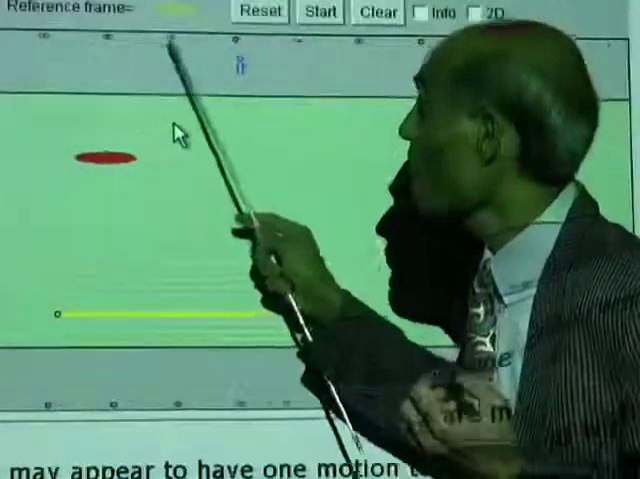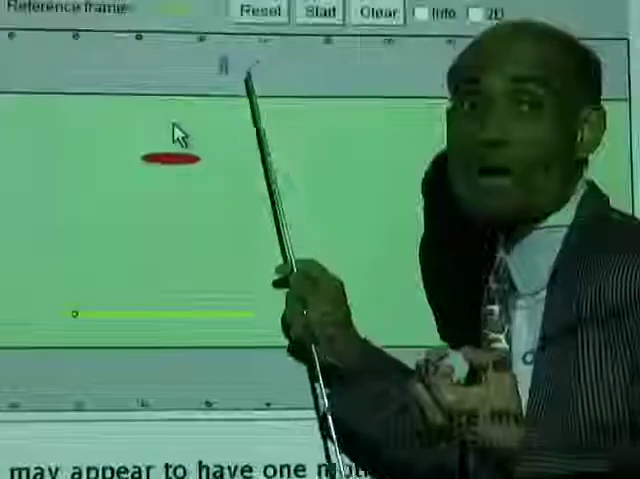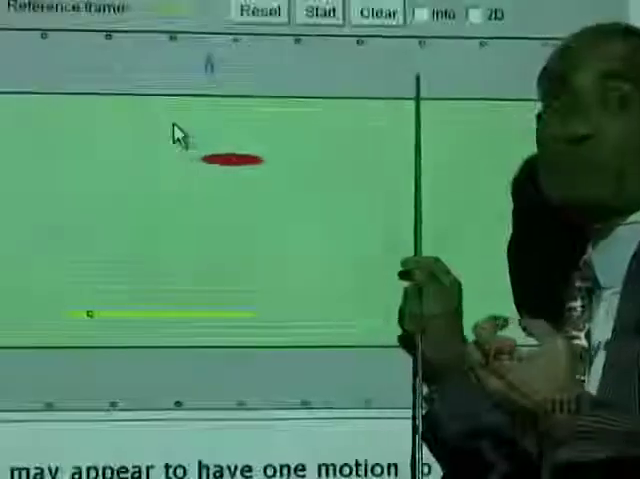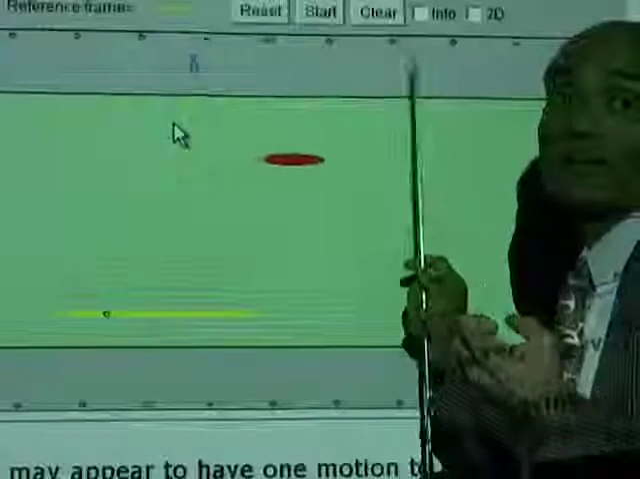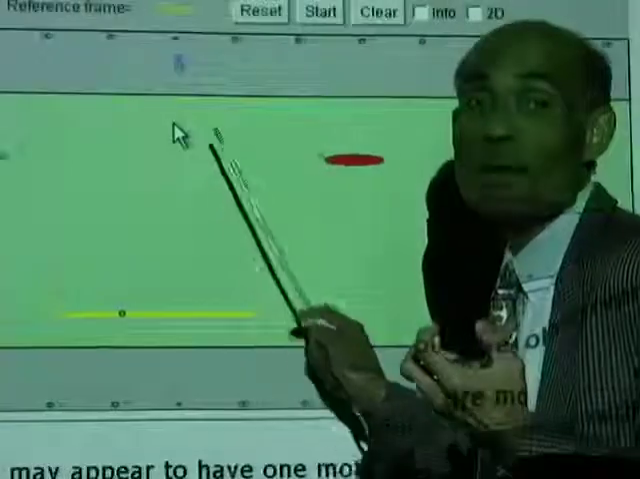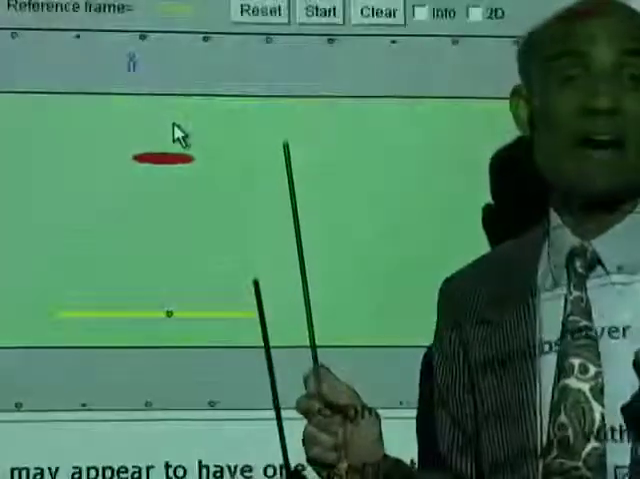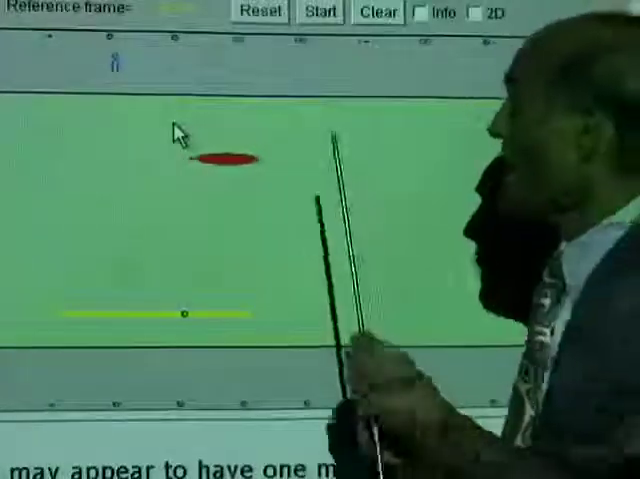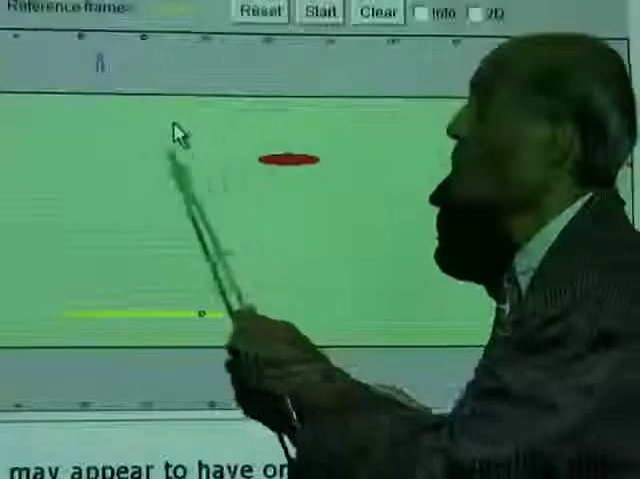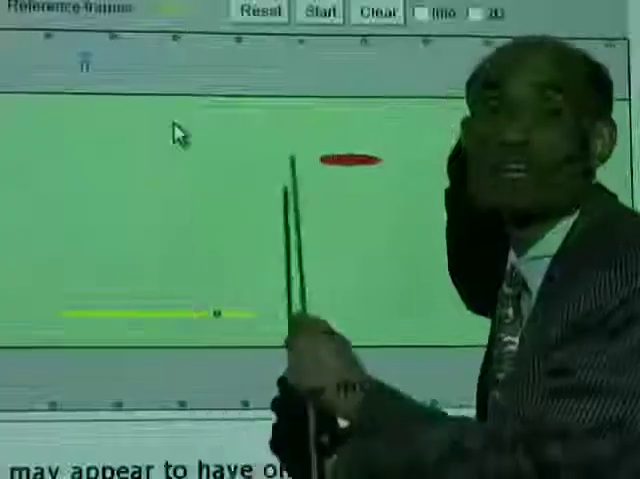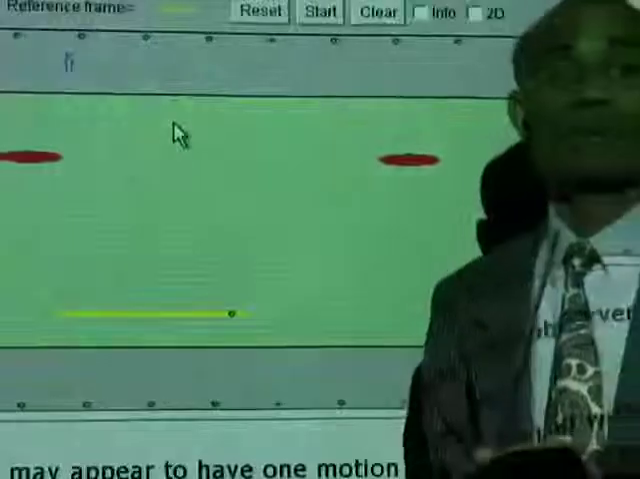The velocity of the man with respect to the ground is 1 meter per second i. And the velocity of the man with respect to the river is negative 1 meter per second i. And now, if I want to measure the velocities of all these things from the boat, what do I do? I bring the boat to a stop.